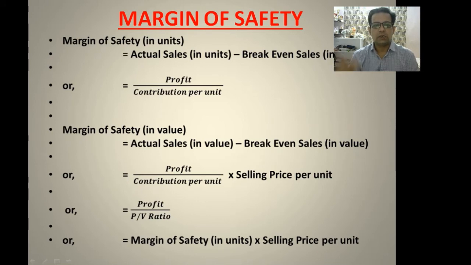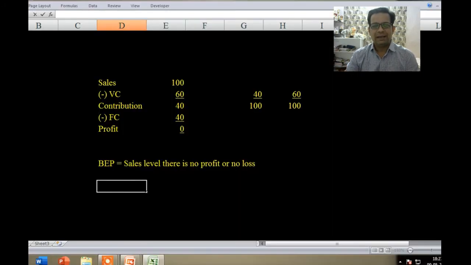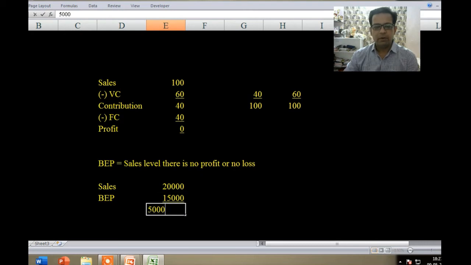But before we start understanding the formulas of margin of safety, first let's try and understand what is margin of safety. Let's take an example. Say my sales are rupees 20,000 and my break-even sales, which is also called my break-even point, say it is 15,000. So when we look at the difference between both of them, we get a difference of 5,000. This 5,000 is called margin of safety.